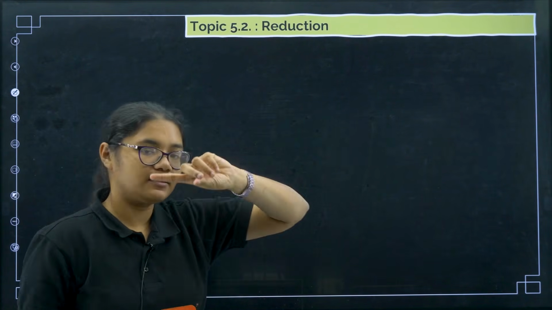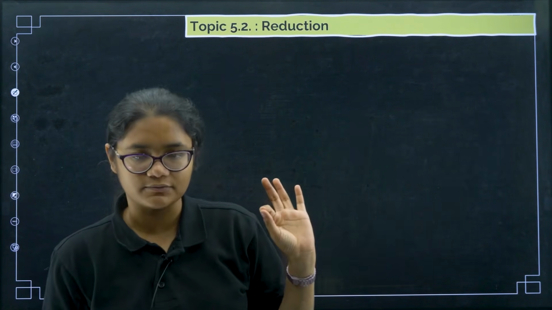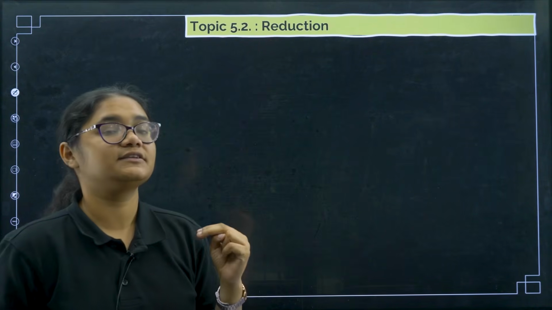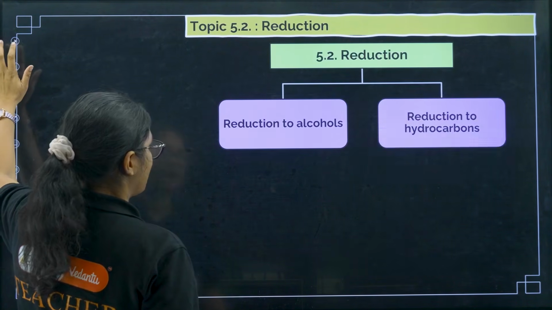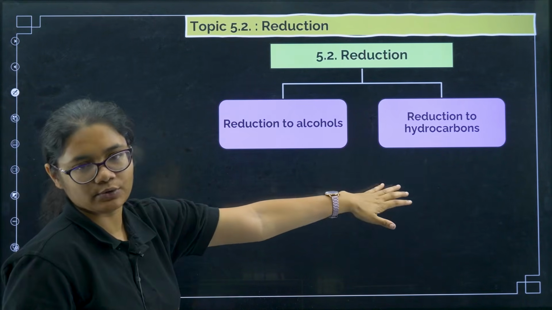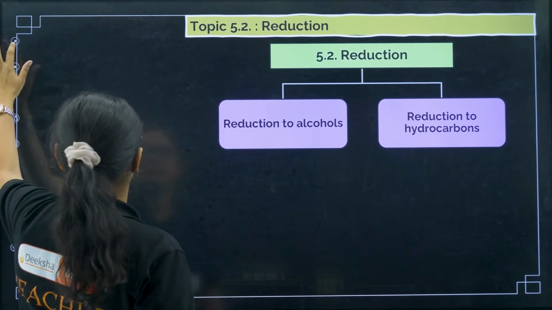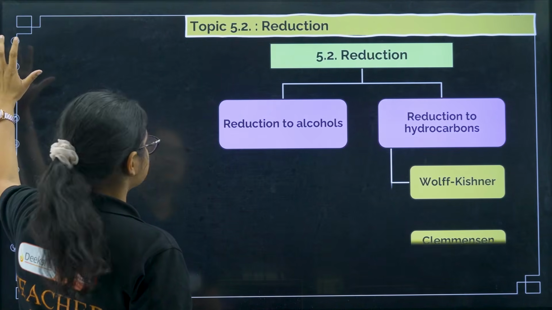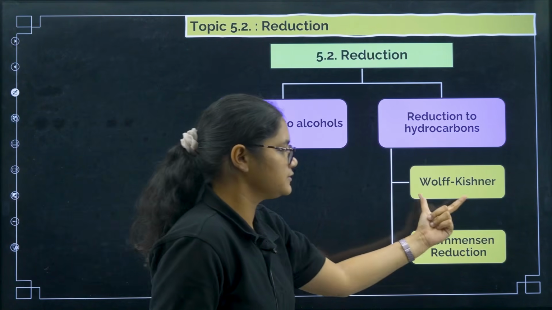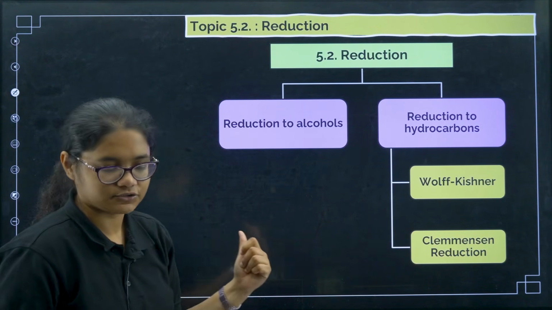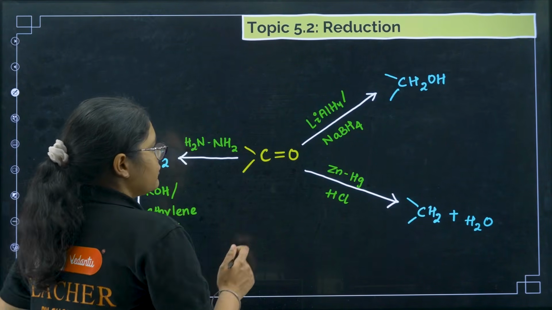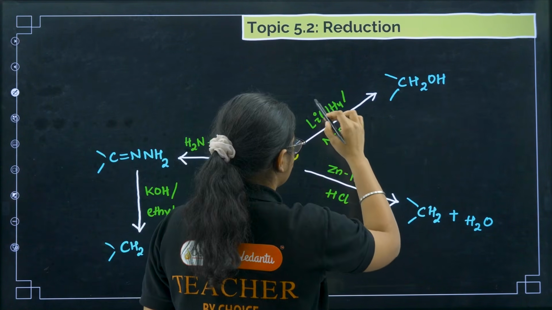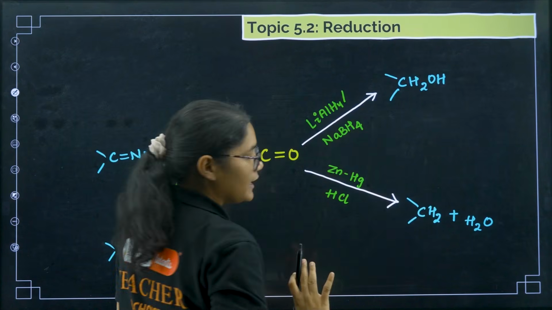So we are done with the nucleophilic addition reactions. Now the second type of reaction is reduction reactions. Under that we have two categories: reductions to alcohols and reductions to hydrocarbons. Reduction to alcohols is very simple, and for reductions to hydrocarbons we have two reactions: Wolff-Kishner and Clemmensen reduction. So if you want to reduce it to alcohols, you have two reagents, LiAlH4 and NaBH4.